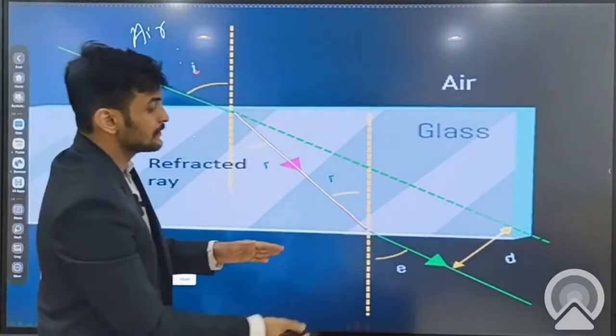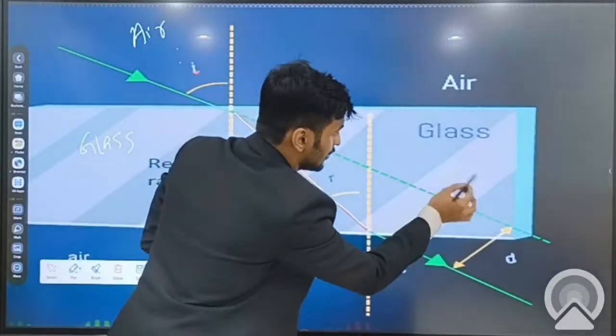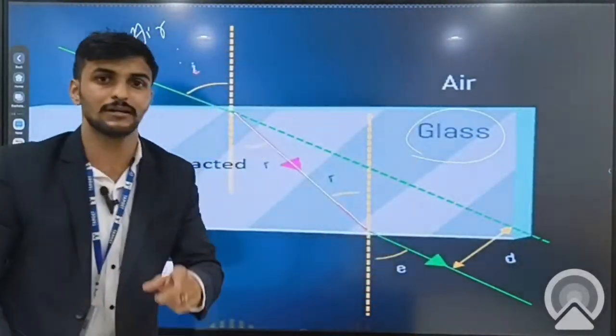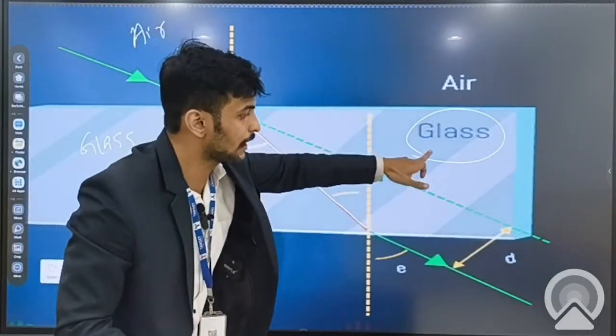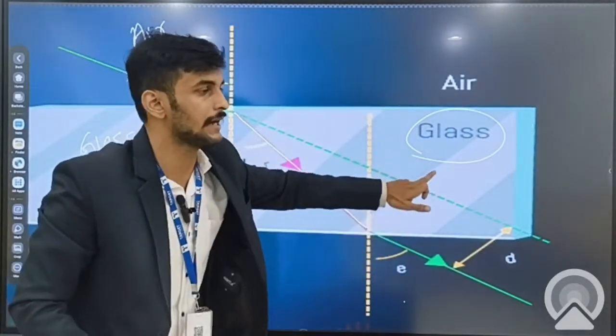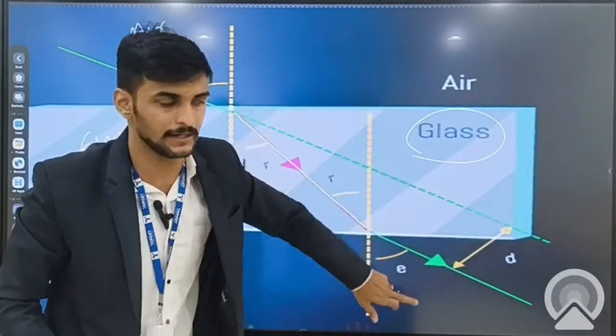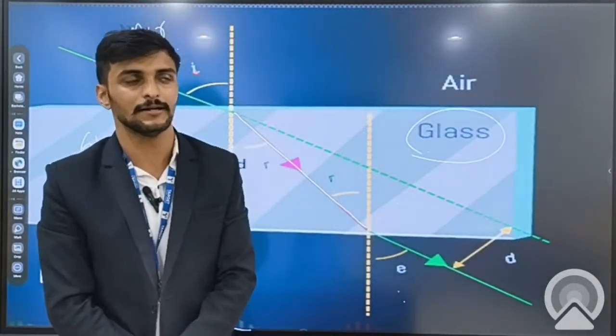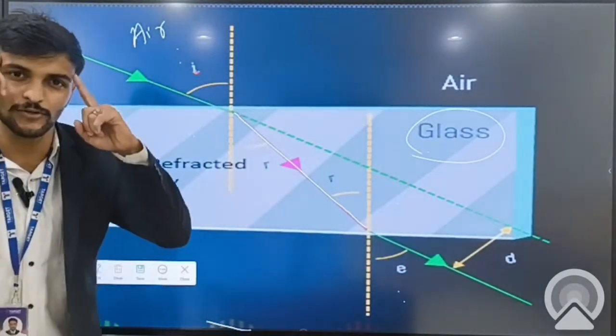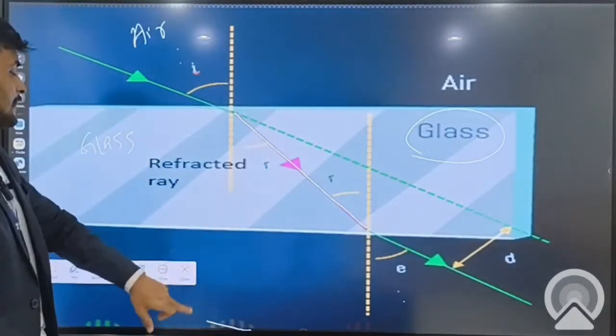Clear? Then again here, now the light is inside the glass. Now light is going to travel from glass to air. That is from a denser medium to rarer medium. Clear? So the light is bending away from the normal. Clear? So this is very simple if you use your logic. Okay, so next.